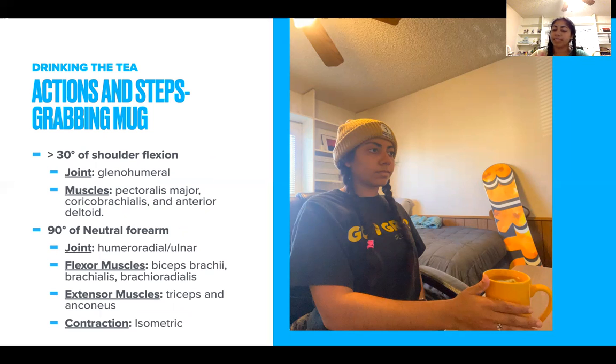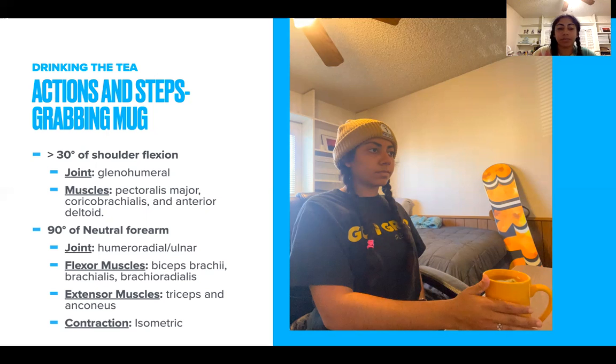The forearm is seen at about 90 degrees in a neutral position, and the joints involved are the humeroradial and humeroulnar. Since this is an isometric contraction, the flexors would be the biceps brachii, the brachialis, and the brachioradialis. And the extensors would be seen as the triceps and anconeus. These flexors and extensors are going to work together in synergy of one another.